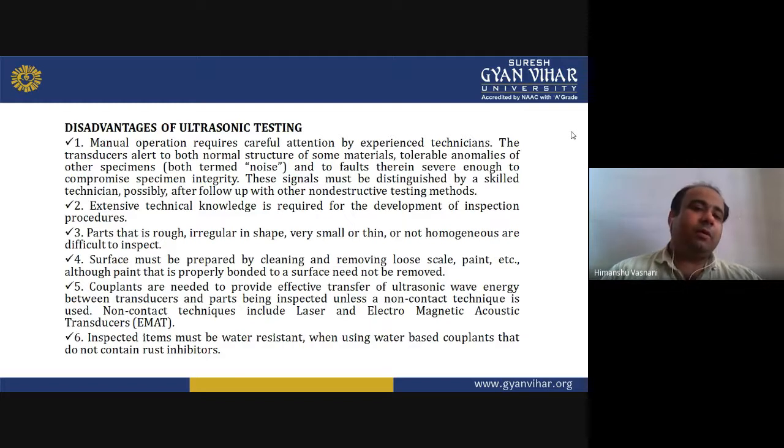This is a very important point that you should understand: the couplants we are using are needed to provide effective transfer of ultrasonic wave energy between the transducer and the part being inspected, unless a non-contact technique is used, such as laser and electromagnetic acoustic transducers. That is why the couplant should be chosen wisely. Inspected items must be water resistant when using water-based couplants that do not contain rust inhibitor.